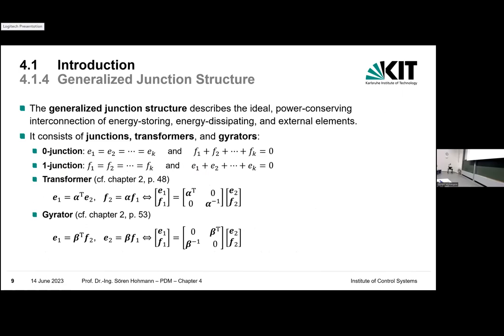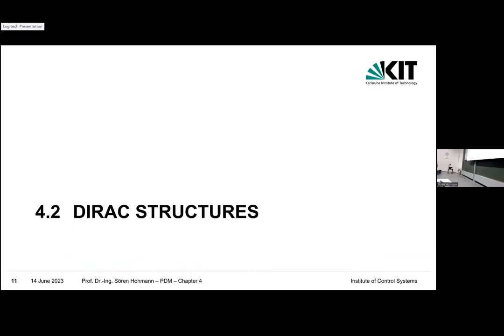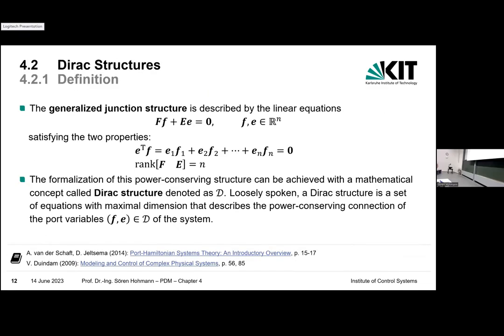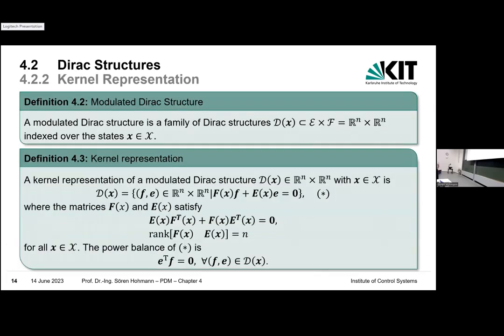Routing is a power preserving structure, and then we revisited Tellegen's theorem, that in a network the instantaneous power sums up to zero over all network branches. That's the interesting fact, and we used it to define formally a so-called Dirac structure, which I want to go to this slide here, has some formal properties.